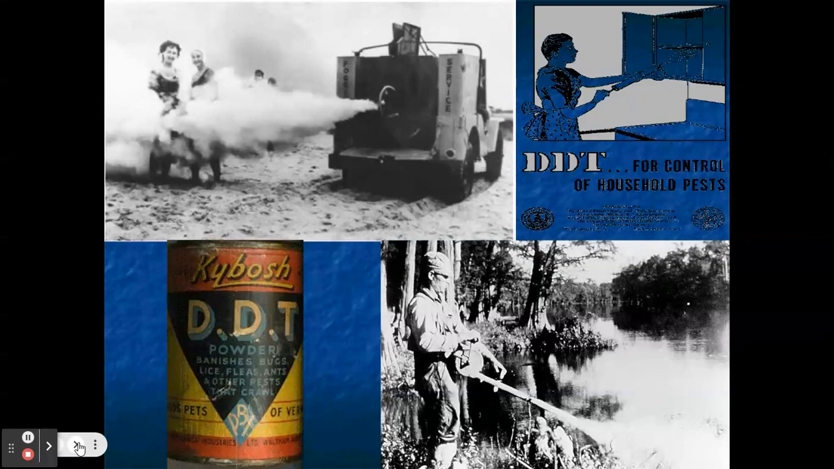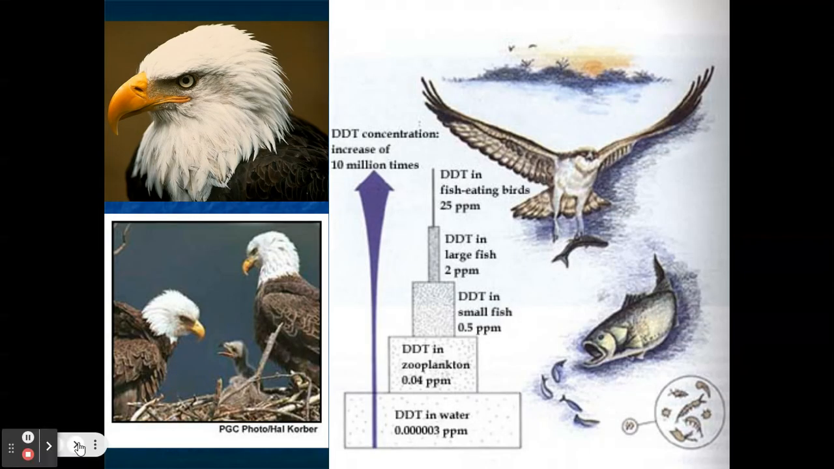But that does not mean I would want to stand next to a cloud of DDT, like the people in the upper left-hand picture. So this is what biological magnification can look like. The DDT that was found in the water was a very, very small amount, but by the time it reached the bald eagle, it had increased in concentration. It increased in how much was present by 10 million times.